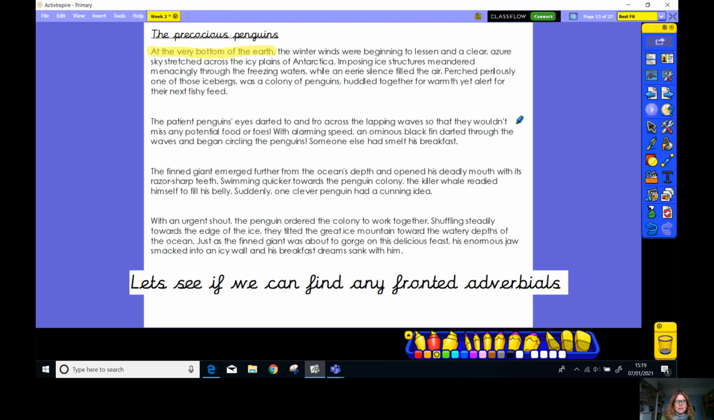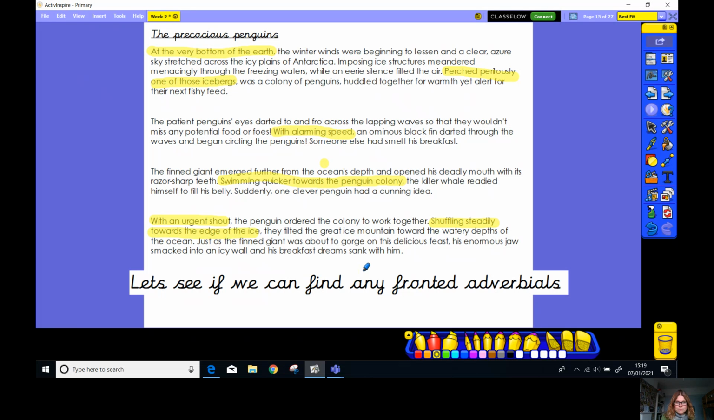Let me have a look. Perched perilously on one of those icebergs, again telling us where something is happening, was a colony of penguins. With alarming speed, another fronted adverbial. Swimming quicker towards the penguin colony tells us how it's happening. And with an urgent shout tells us the manner in which the penguin is ordering his colony to work. Shuffling steadily towards the edge of the ice tells us how he's doing it, how he's moving.